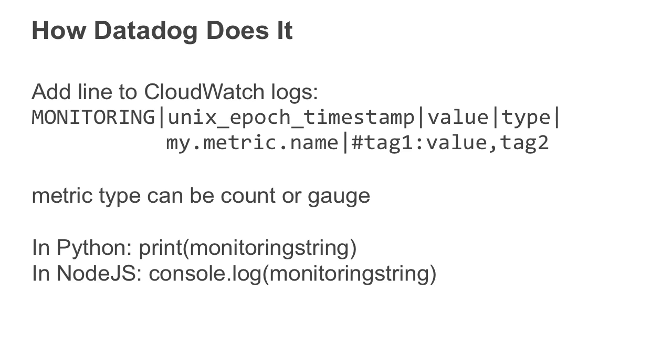What value do you want to assign to your metric? What's the type? The metric type can be a count or a gauge. The metric name is probably going to be something.something.something, or maybe a few more dots and a few more somethings. And then finally, pipe and tag: what tags do you want to assign to this metric? In Python, you can do this very easily using print, and in Node.js, console.log.